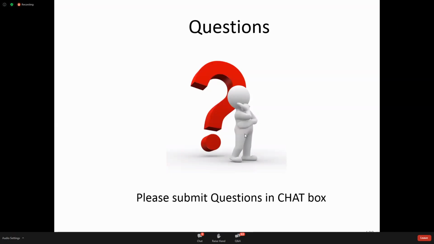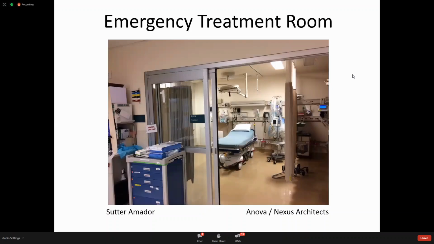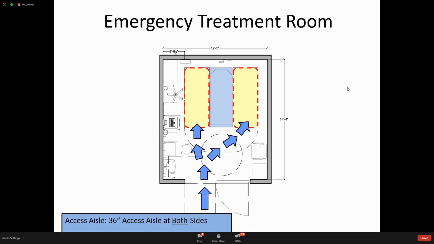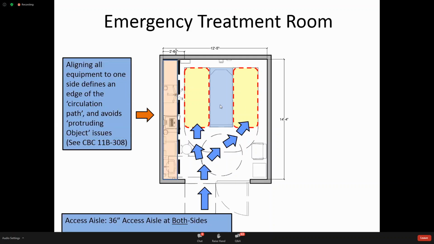I think that's it for this room. Well, we'll keep moving on. In the emergency treatment room. So this is a treatment room by code. You have to have access on both sides of the treatment table, however we refer to it, the gurney. That's easy enough. Now, where we run into trouble is the wall of things all over again.